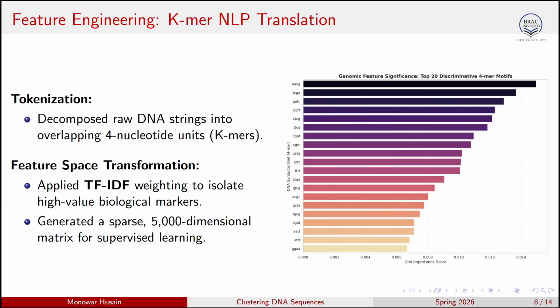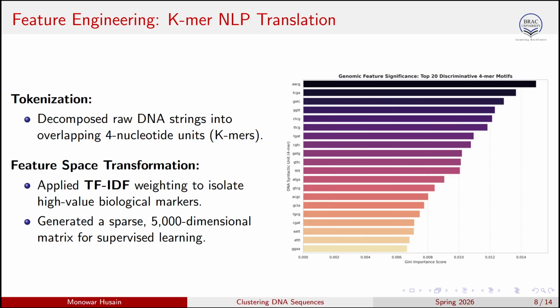Since the structure was real, I moved to feature engineering. How do we translate a biological string into machine learning features? We borrow from natural language processing. For tokenization, I decompose the raw DNA string into overlapping 4-nucleotide units, known as k-mers. So, a sequence like ATGCGT becomes ATGC, and then TGCG. We are basically creating a biological dictionary.